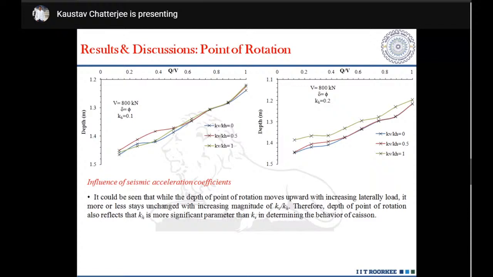Similarly, the same thing is observed for different variations of kv by kh. The depth of point of rotation moves upward for increasing lateral load. It more or less stays unchanged with a significant increase in the magnitude of kv. Thus, the depth of point of rotation also reflects that kh is a more important parameter in determining the depth of the caisson.